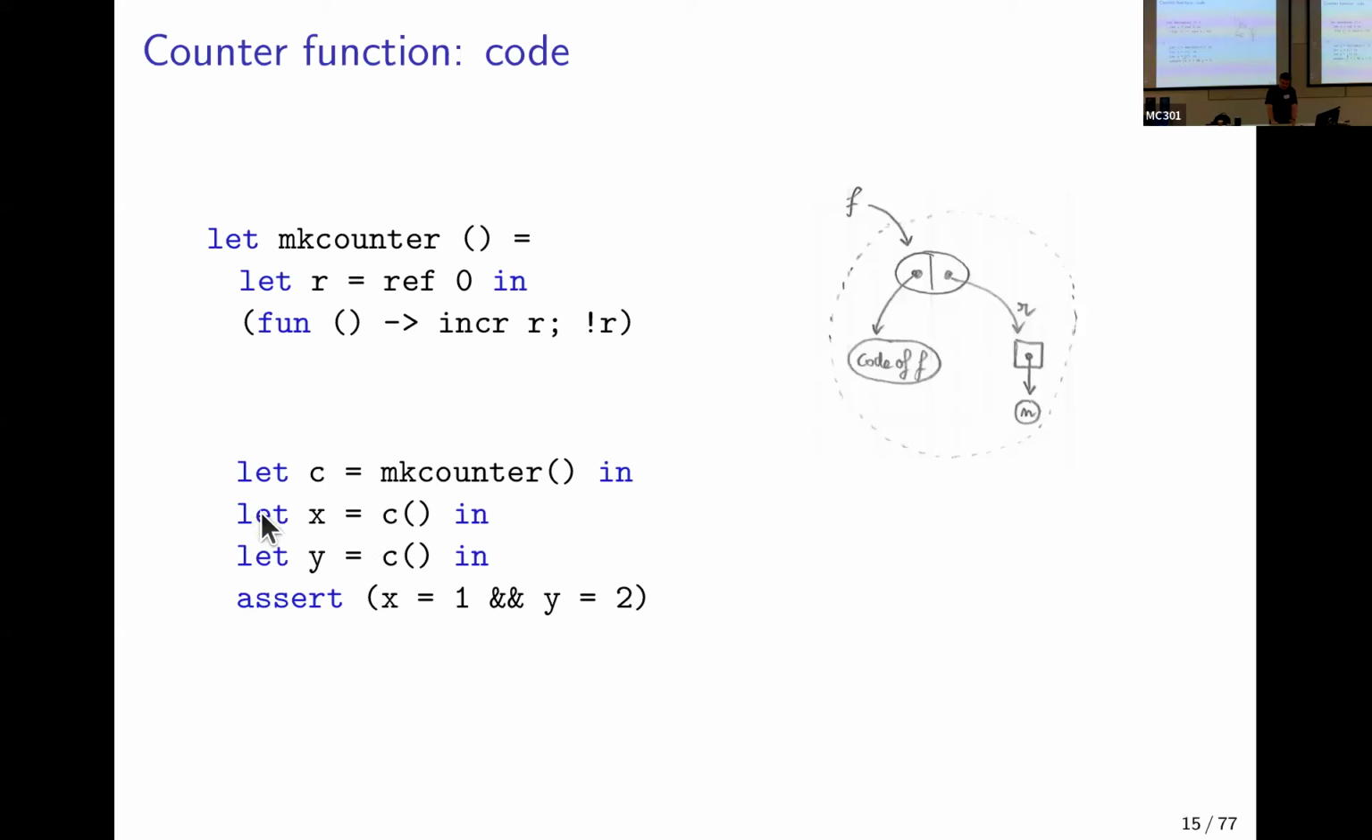How do you use this function? You say let c is equal to new counter, let x is equal to c of unit, let y is equal to c of unit. Each time it will be incremented by 1. So at the end you have x is equal to 1, y is equal to 2. How do you specify this? You cannot talk about the reference value because you don't know it when you specify this counter function, because it doesn't exist even yet. When you specify make counter, you don't have a particular reference because it will be a new reference every time you apply this function.